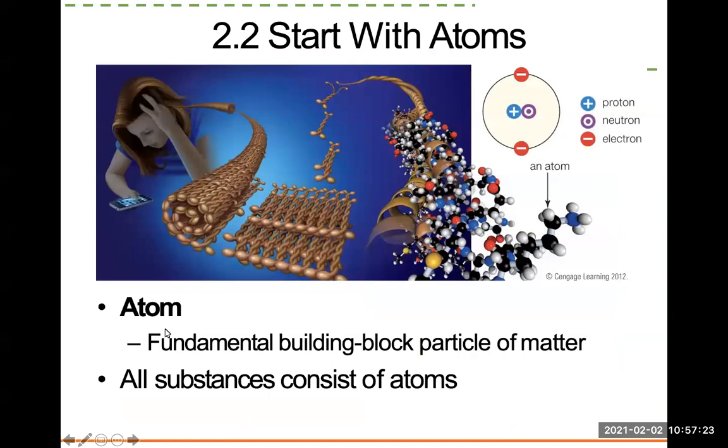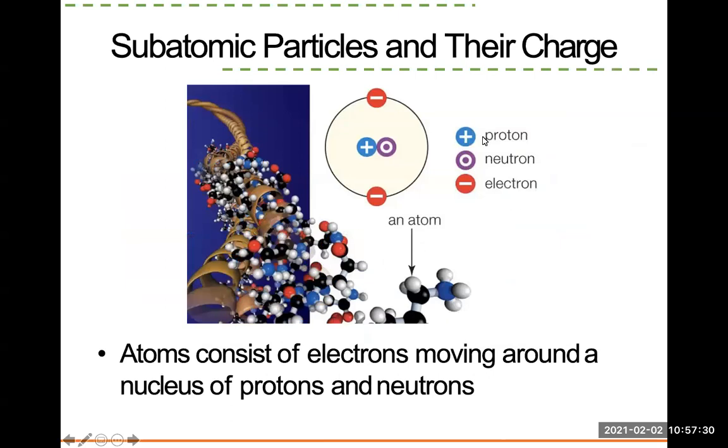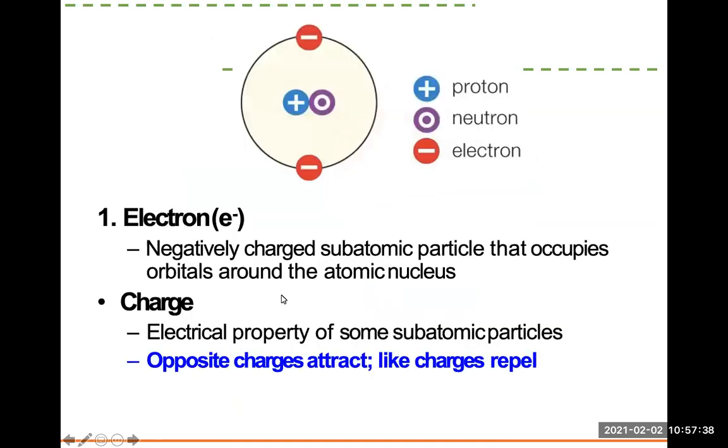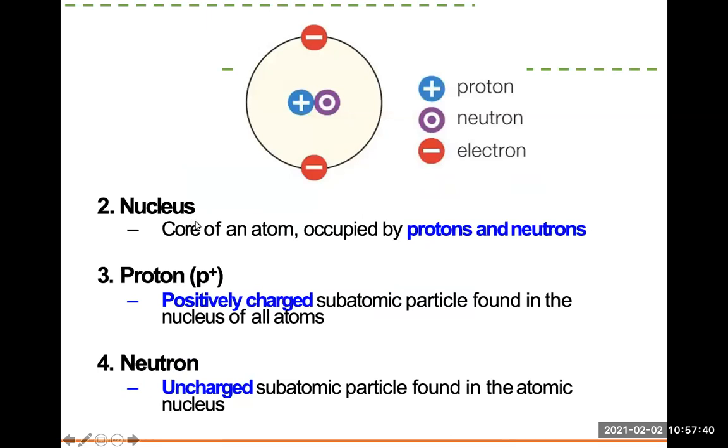So it went over the atom, the fundamental building block of life or matter, and then protons, electrons, and neutrons. Protons are positively charged, neutrons are neutral, electrons are negatively charged. And some definitions: nucleus just means center, and then these are just definitions of protons and neutrons. Stop me if you have any questions on these slides after watching the recording.